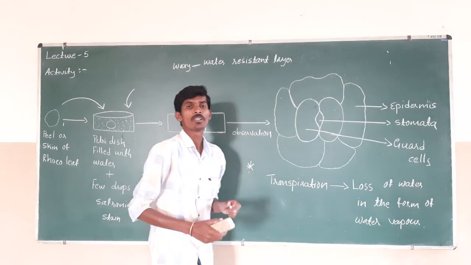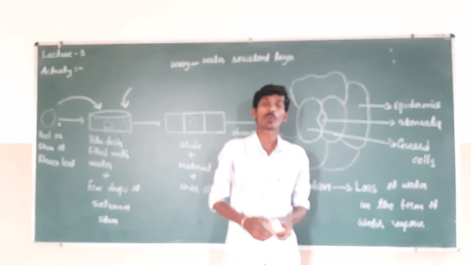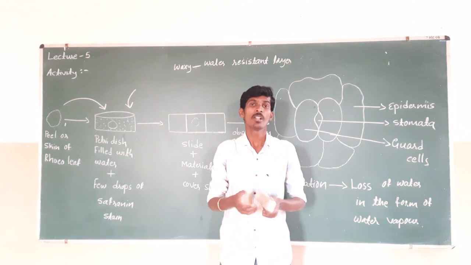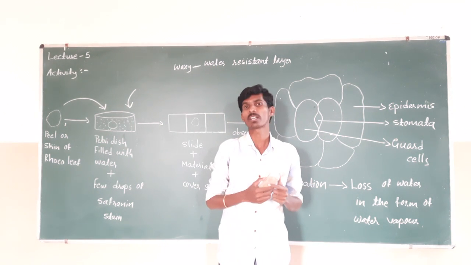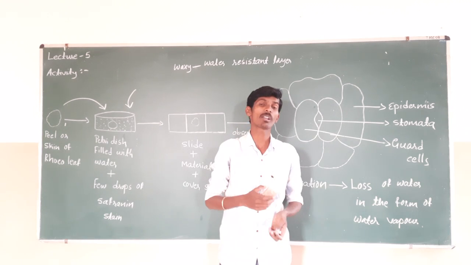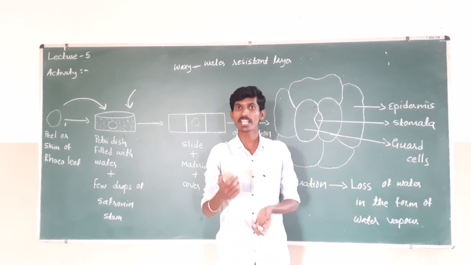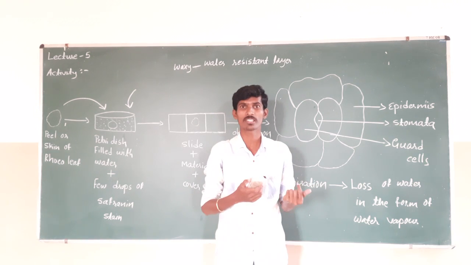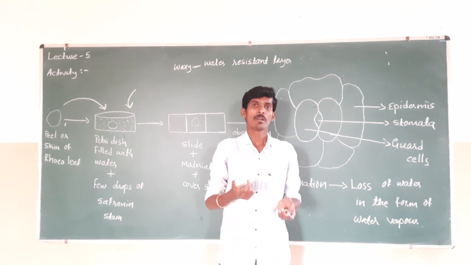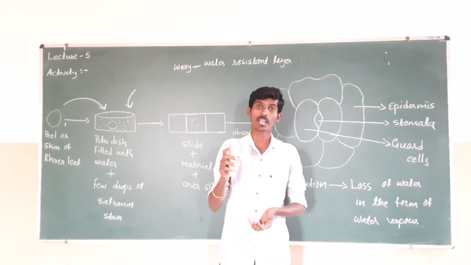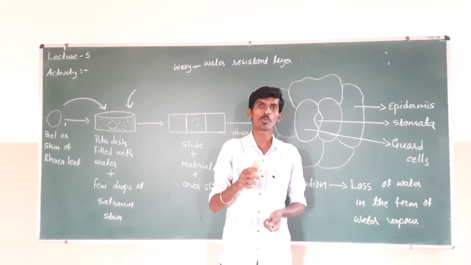Think about which gas is required for photosynthesis. Think yourself. Which type of gas is required for photosynthesis? The main gas is carbon dioxide. It's important for photosynthesis. Carbon dioxide is more important for photosynthesis. But you think oxygen is not important for photosynthesis. Carbon dioxide is important for photosynthesis.